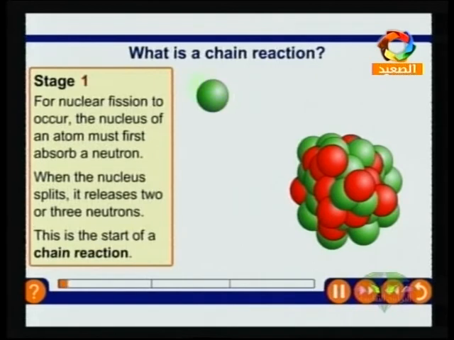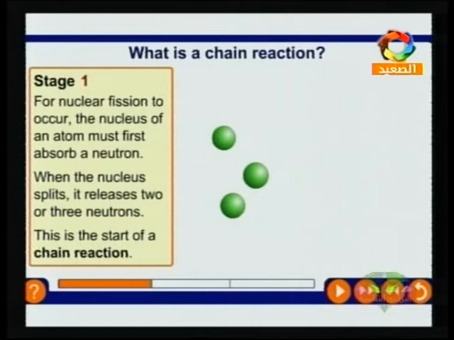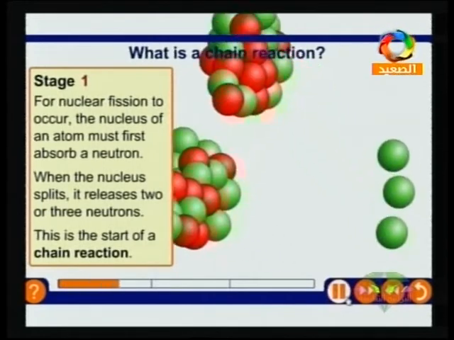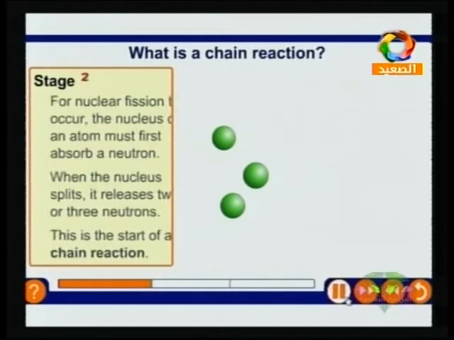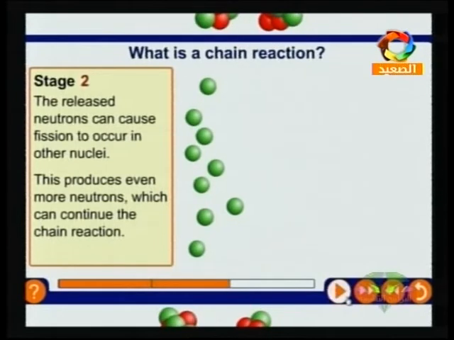So here, stage one for nuclear fission, or nuclear energy, that is produced by what? Again, this is the crashing between one neutron and the nucleus of a radioactive element. So here, for nuclear fission to occur, the nucleus of the atom must first absorb a neutron or crash with a neutron. When the nucleus splits, it releases two or three neutrons, and we have other neutrons that crash into another nucleus of the same type of matter.